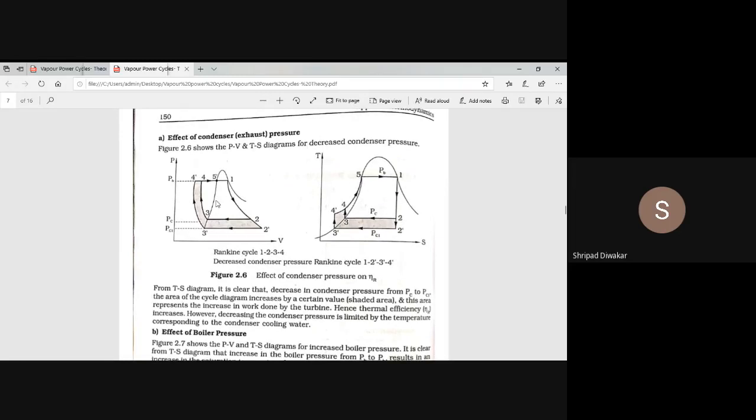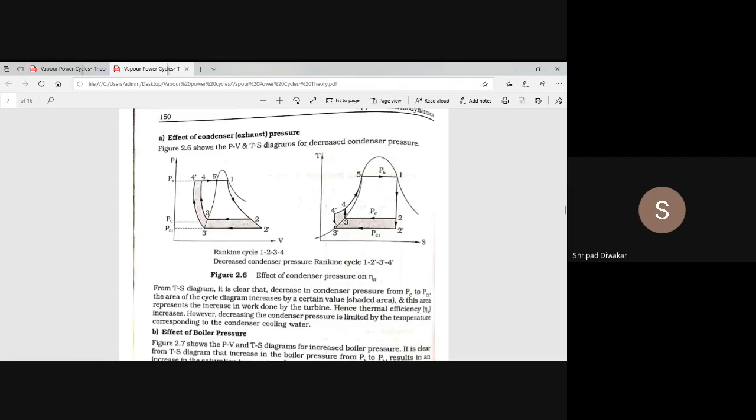By the diagram it is clear that the area under 2 dash 3 dash is more as compared to 2 3. Hence there is more work done by the turbine. When more work is done, the efficiency of the cycle is higher. Hence, by decreasing the condenser pressure, we can increase the work done and thereby increase the efficiency of a Rankine cycle. So this is how to explain.